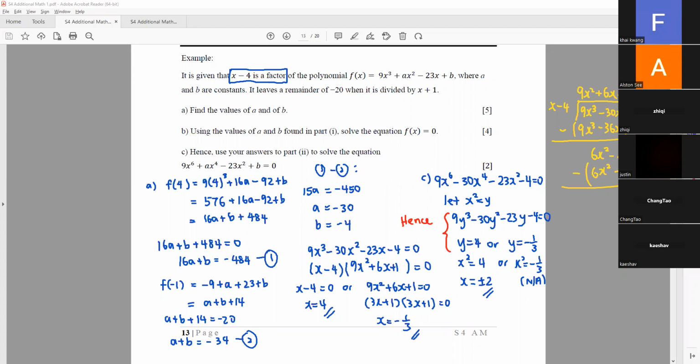Okay, let's move on. Can move on, or copy already. 5, 4, 3, 2, 1, 0.